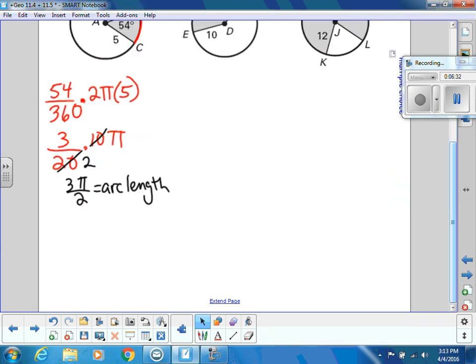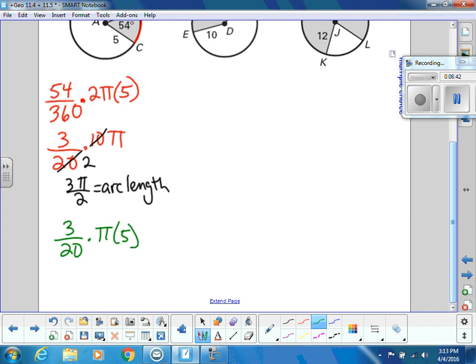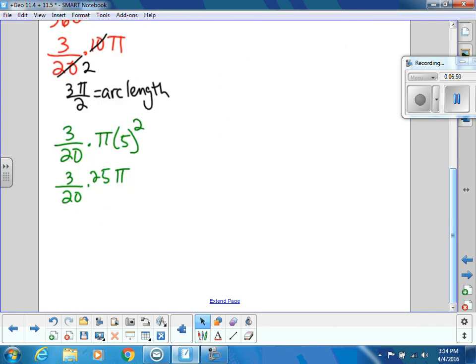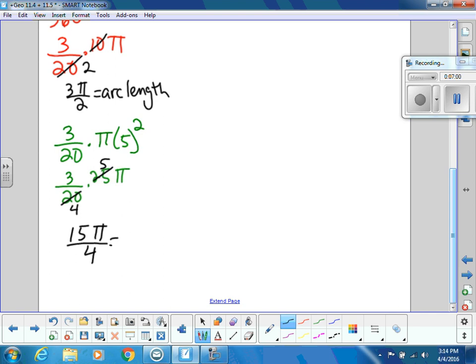And for the sector, I'm going to use that same fraction. Let's go ahead and use that reduced fraction, 3 over 20. And instead of 2 pi r, I'm doing pi r squared. So this is going to be 3 over 20 times 25 pi. And I can reduce that. Divide those both by 5. So I'm going to get 15 pi over 4. And this would be the area of my sector.